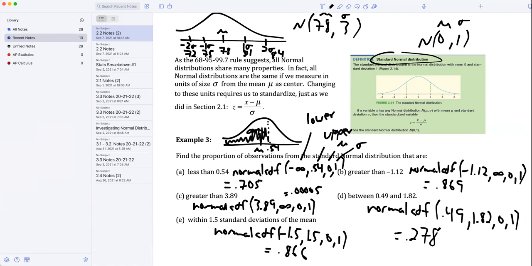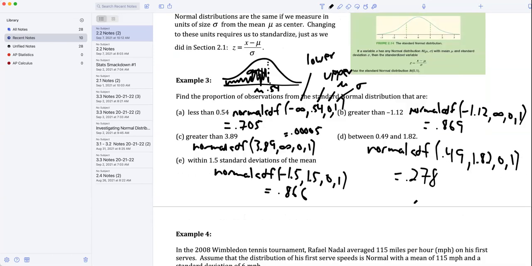Not if it's the standard normal distribution. In other words, if you're finding a z-score, mu and sigma are always going to be 0 and 1. All right, so let's look at the next page here.